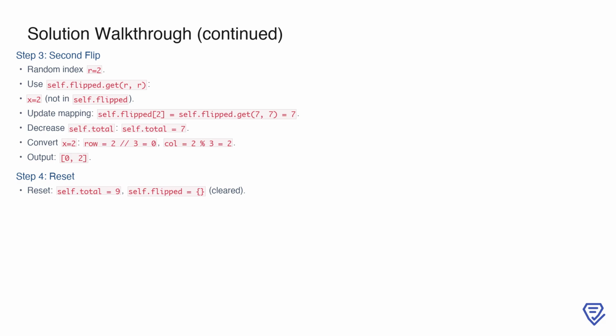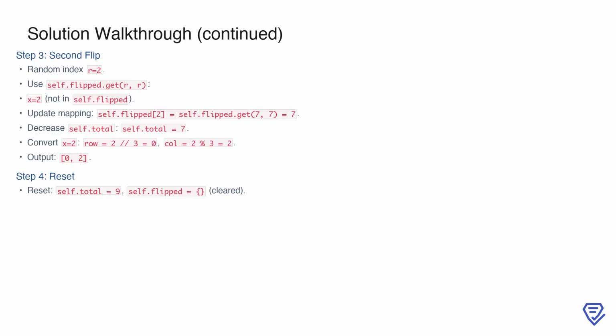We then update the mapping by setting self.flipped[2] to the value of self.flip.get(7), which is 7. This indicates that index 2 is now flipped, and subsequent flips will avoid it. We decrement self.total by 1, reducing it to 7, and convert x equals 2 to 2D coordinates. The row is calculated as 0, and the column is 2, resulting in 0, 2.